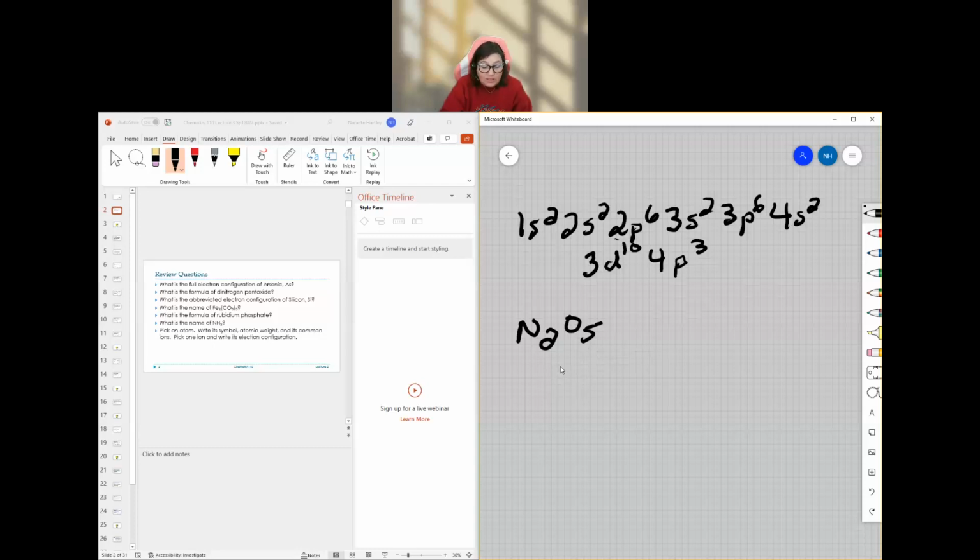So let's find silicon. That's number 14. So the nearest noble gas is neon. So we have a neon core. We then come down to 3s2, and then 3p2.